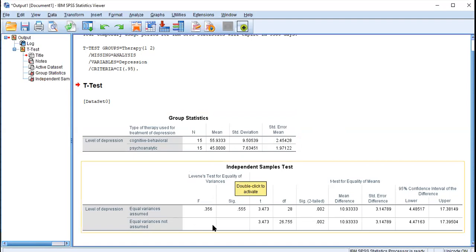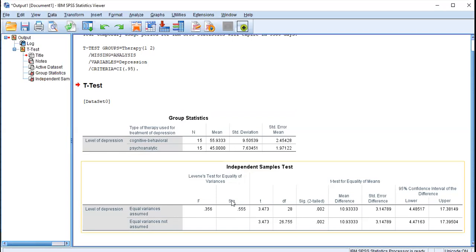Now, if you look here, the significance comes to 0.555. This means that the difference in the variance is not much; standard deviation and variance are the same thing, since standard deviation squared becomes variance. So the difference in the variance is within permissible limits, because had this significance value been 0.05 or less, we would have taken the second row.